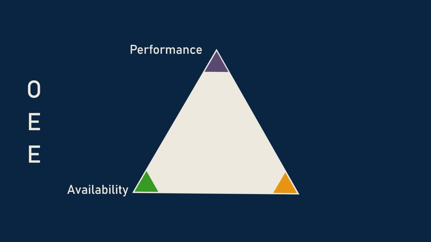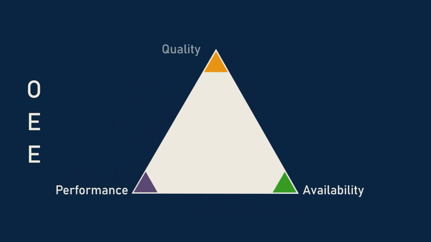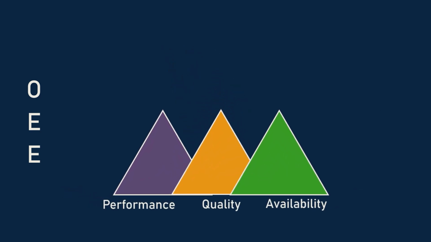performance, or total count divided by the runtime, divided by the ideal run rate; quality, or good items divided by total items. Each of these is calculated as a percentage out of 100.